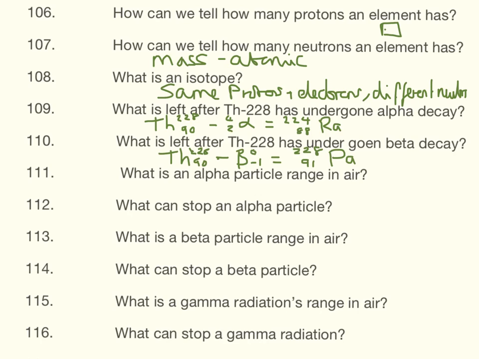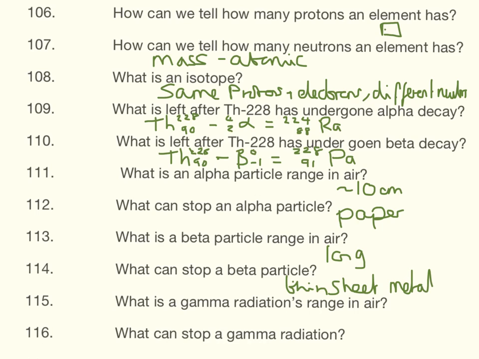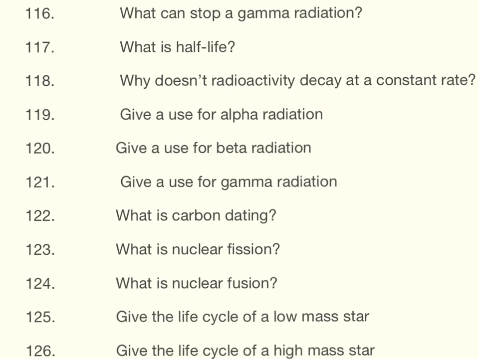What is an alpha particle's range in air? Not very far. It is about 10 centimetres. What can stop an alpha particle? Paper. Beta particles have a long range, but they can be stopped by thin sheets of metal. Gamma radiation has a very long range. So what can stop gamma radiation? For this we are going to need a thick lead-lined box. Half-life is the time it takes to decay to half.